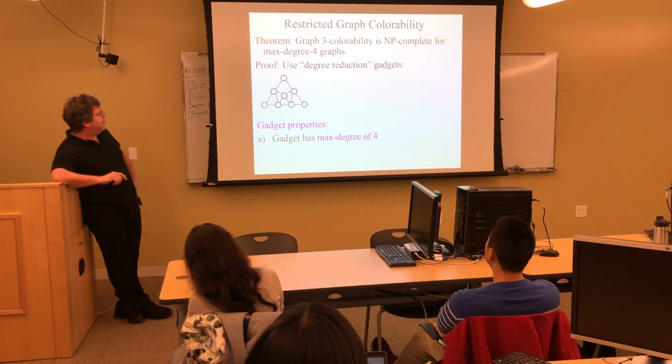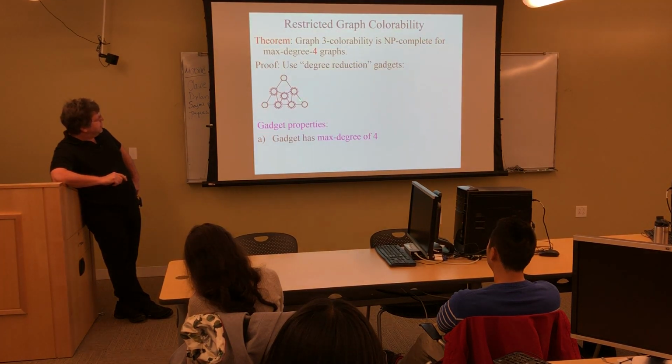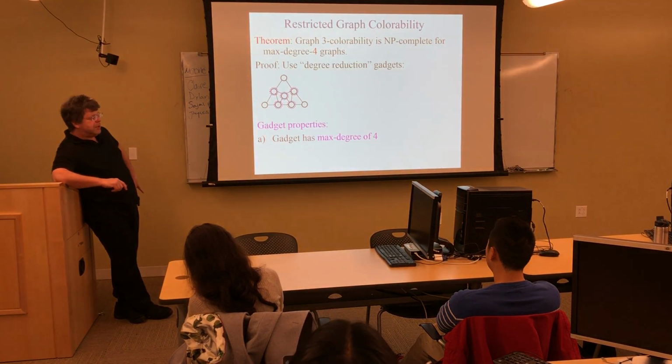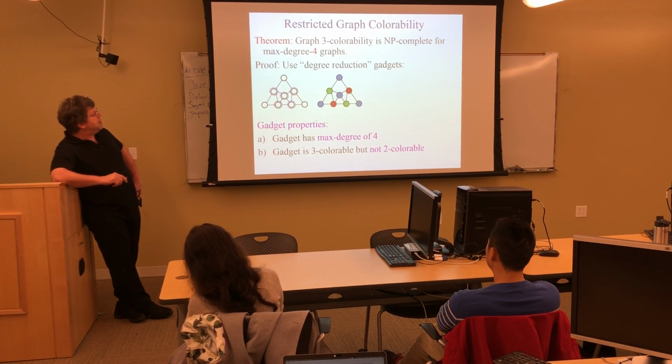It's max degree of 4. How do we know? Well, just look at all the degrees. It's 4 all the way here and here and here and here and here, and it's 2 over on the corners, but certainly doesn't have degree 5. That's what we're saying here. It's easy to see. It's 3 colorable, but it's not 2 colorable. How do we know it's 3 colorable? Well, here's the 3 coloring of it. There's others too. Of course, no coloring is unique.